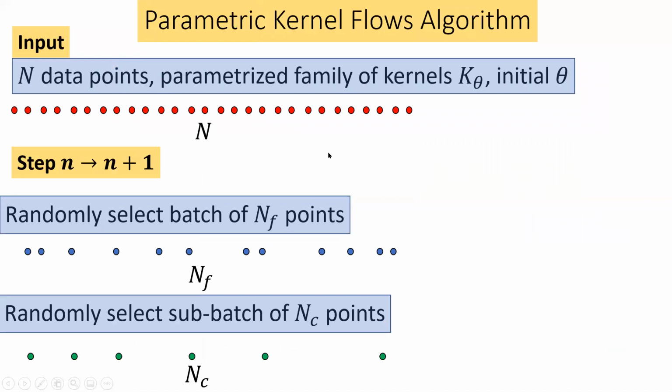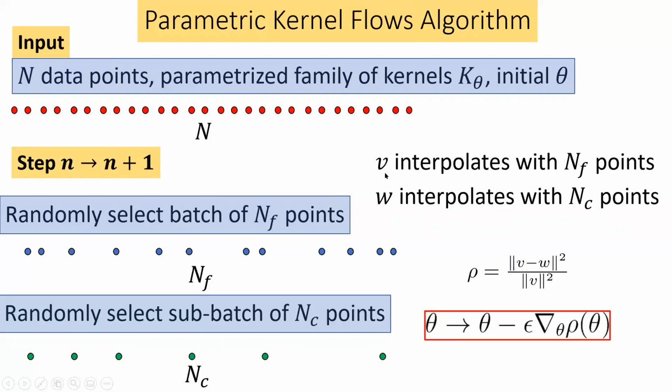The way this works in practice, in the parametric kernel flows variant of the algorithm, we take the training set. We have a parameterized family of kernels. The user has to select which parameterized family of kernels they want to use, and an initial parameter theta. To evolve parameter theta from step n to n plus 1, one selects a batch of N_F points, and out of this batch, they select a sub-batch. Then we interpolate with the batch, we interpolate with the sub-batch, we calculate rho. Note here that v depends on parameter theta, and the norm depends on parameter theta. And we deform theta in the direction of greatest descent of the loss function rho.